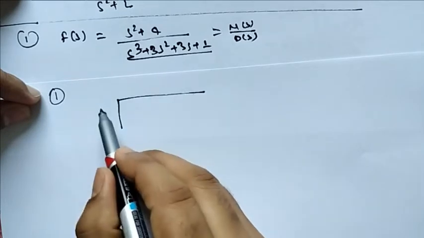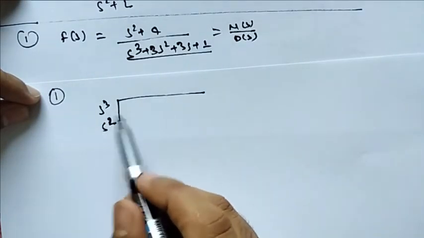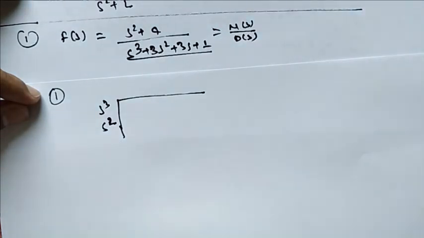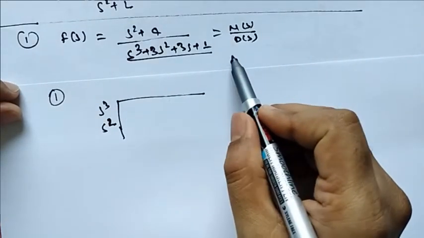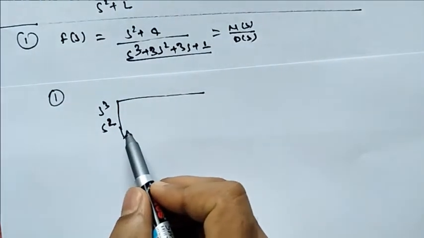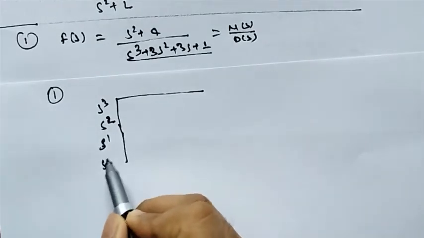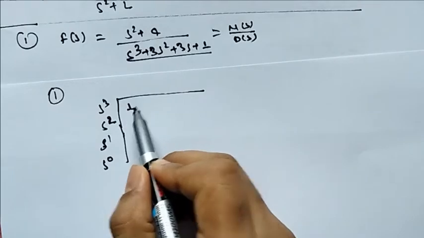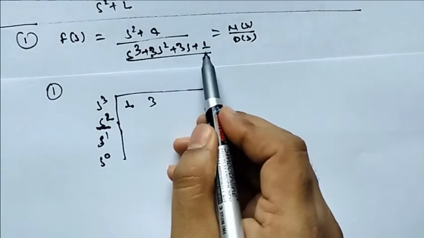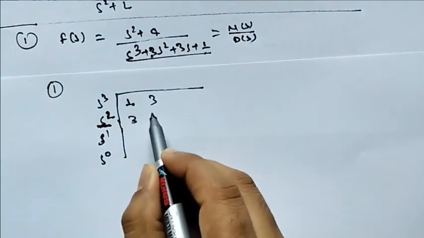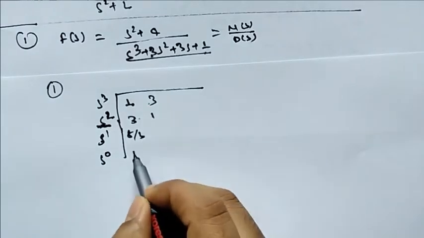Now I am applying the RH criteria. This is the Hurwitz criterion, not the RH criterion. We are solving by the RH criterion just to see whether the function is Hurwitz or not. We are checking whether the poles are in the left half of the s plane or not. s cube, s square, s1, s0. For s cube: 1, 3, and for s square: 3 and 1. Then 3 times 3 is 9 minus 1 is 8, so 8 by 3, and this is 1.